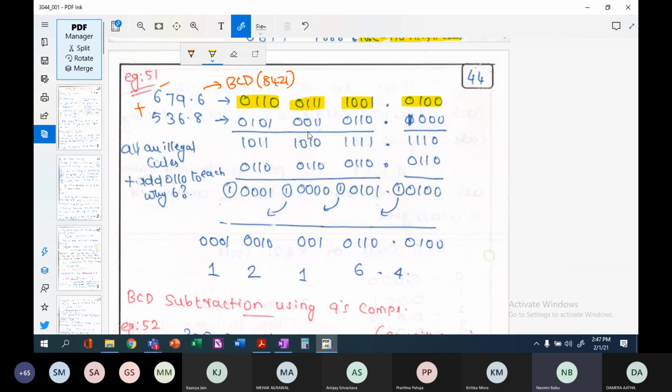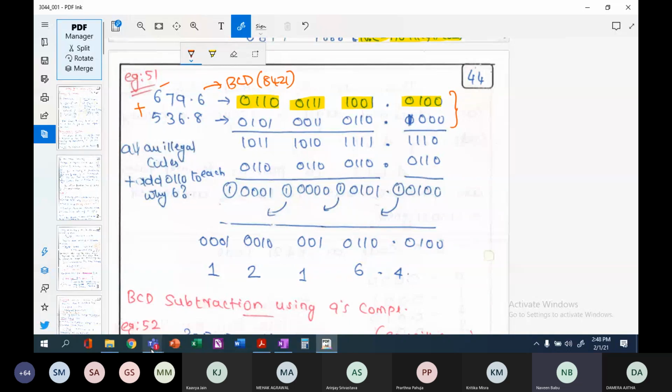5 is 0101, 3 is 0011, 6 is 0110 and 8 is 1000. Now I am going to add. When you perform these two additions, excuse me, sir.